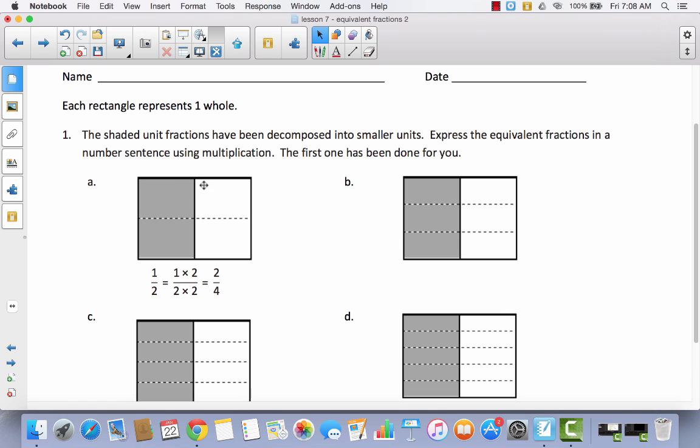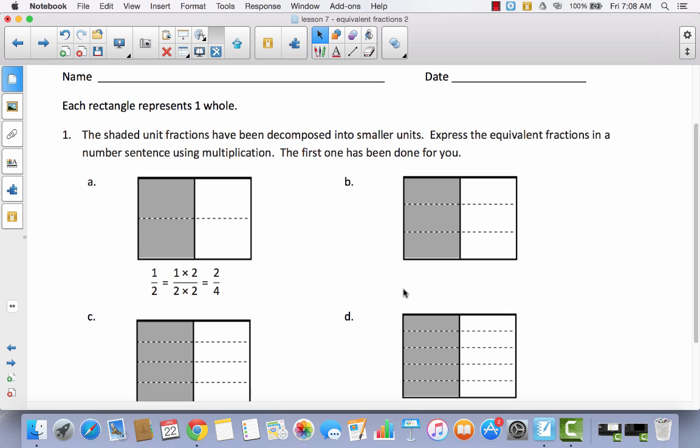So we can tell by this area model that originally this was 1 out of 2. And they decomposed it with one horizontal line, so now it is 2 out of 4. And you can see right here how they used multiplication to determine this. They multiplied the numerator and the denominator by 2. It's really important that you notice that every time they use multiplication, they're multiplying the numerator and denominator by the same number. If you don't do that, you're not going to have an equivalent fraction.